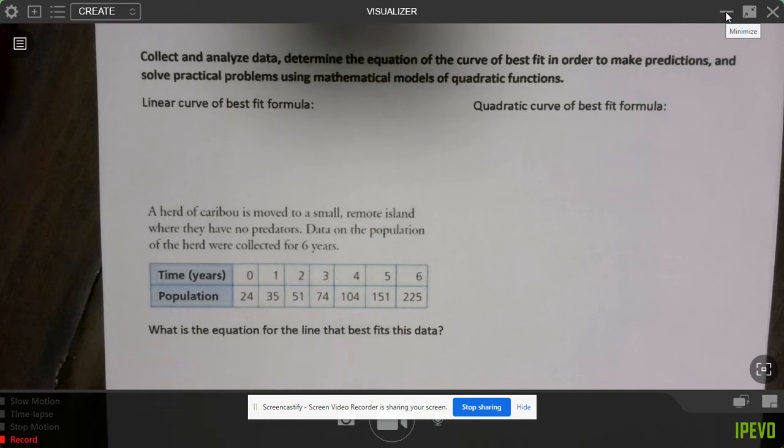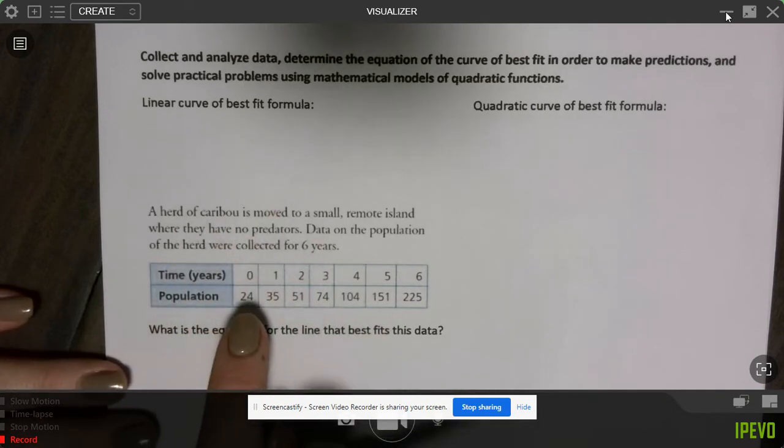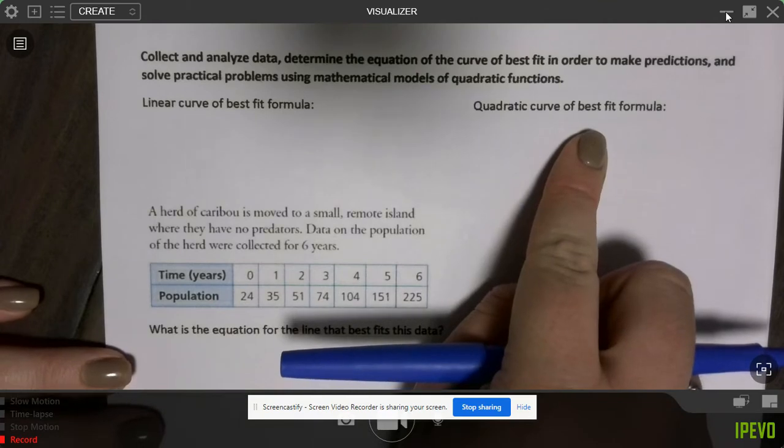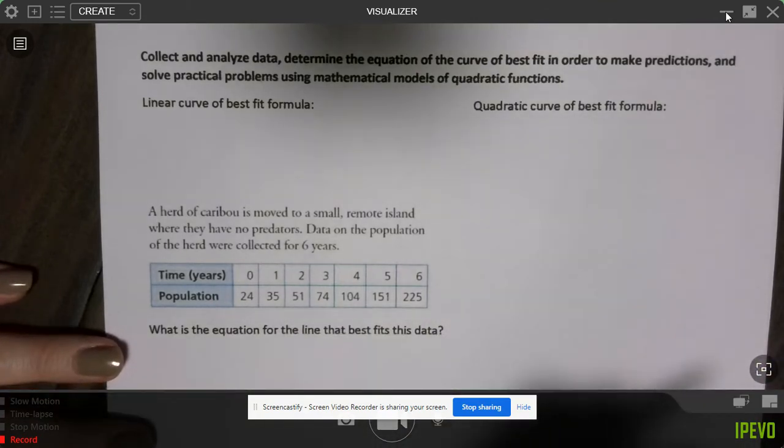There will be one question on your exam that talks about curve of best fit. When we talked about curve of best fit, it usually has to do with a table here, and there are two different formulas that you need to remember. These will be given to you for the exam.